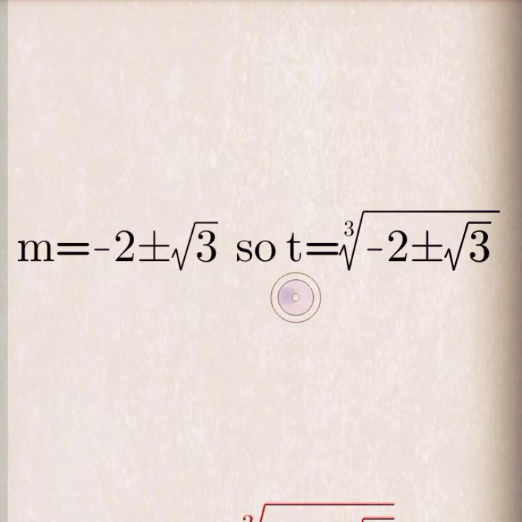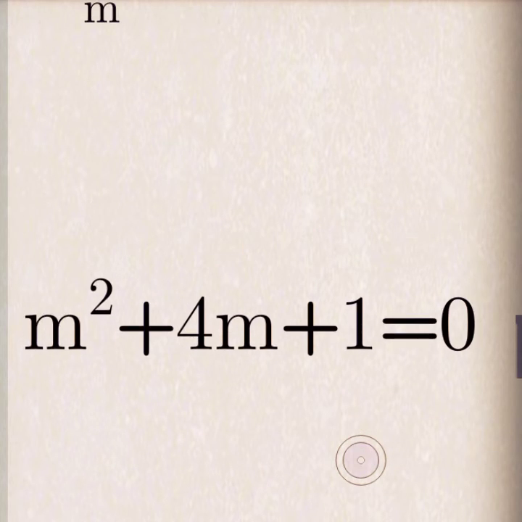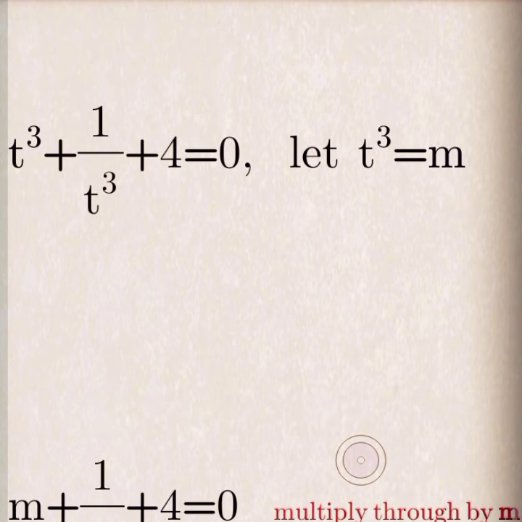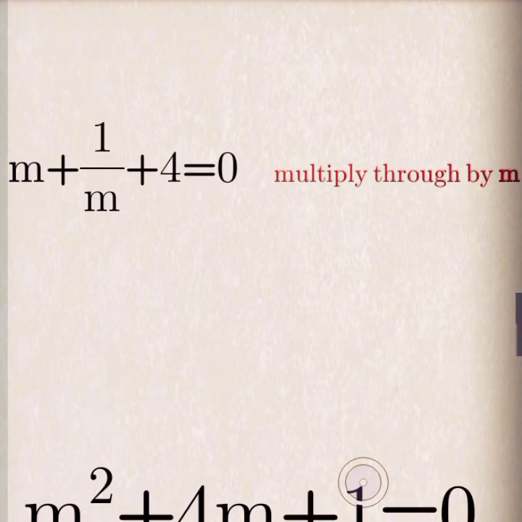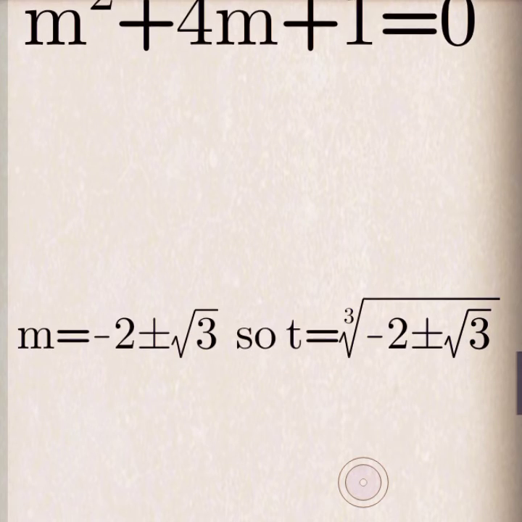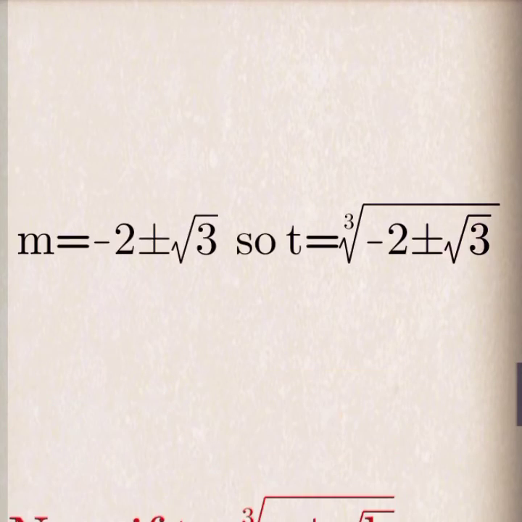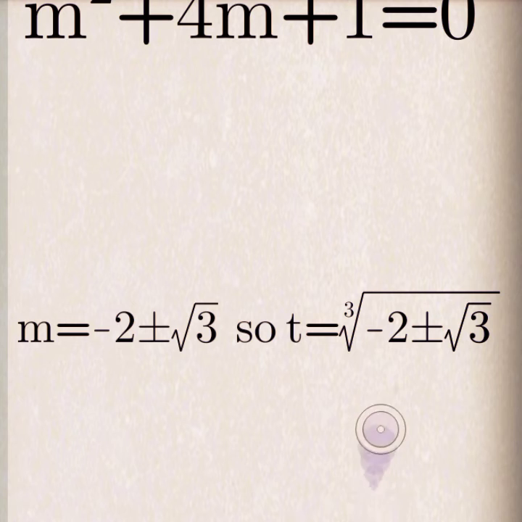So what do I mean? Remember, from here we said that t cubed is equal to m, meaning t is equal to the cube root of m. This is what I'm trying to say here. So now, since we have got the value of t, we make backward substitution.